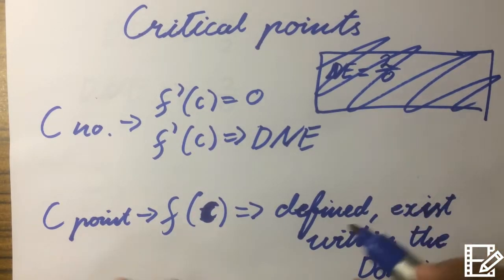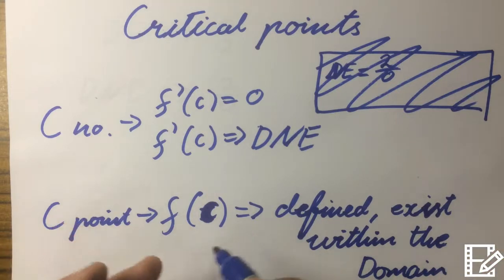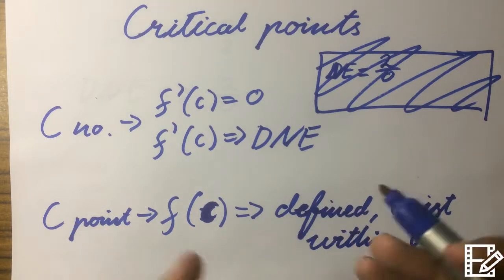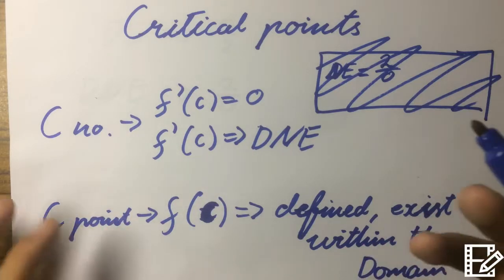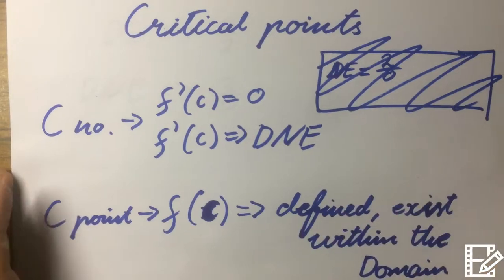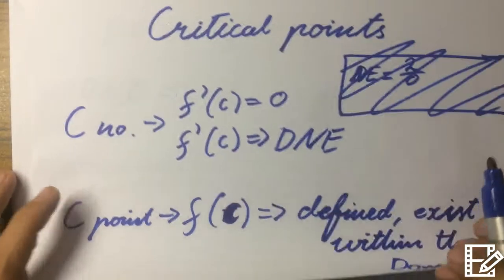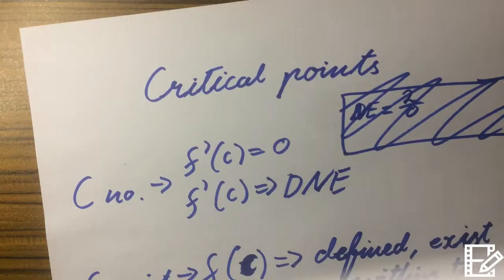A critical point is defined. It exists within the domain. If you put it in your calculator and it pops out a math error, it's not defined. It's not a critical point. If it pops out a number, any number, it is a critical point. Okay? And I'll explain that with this.